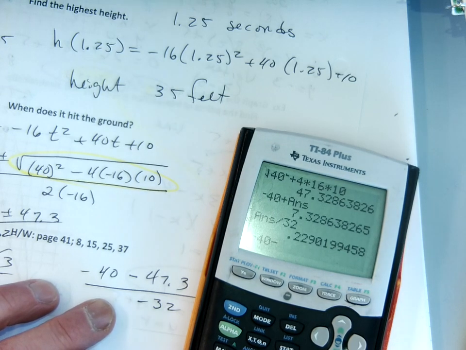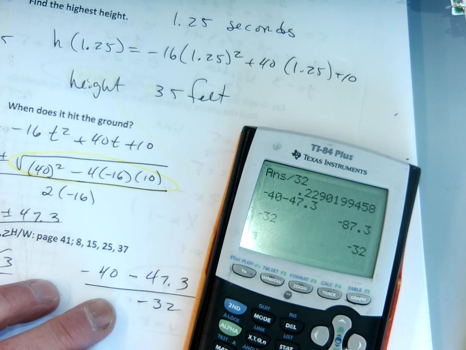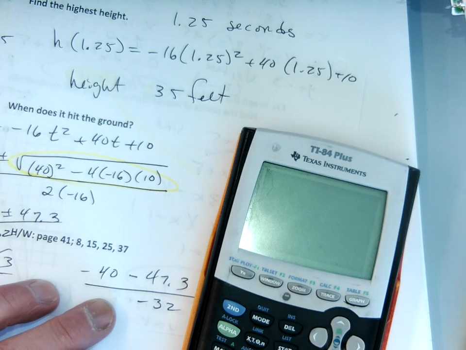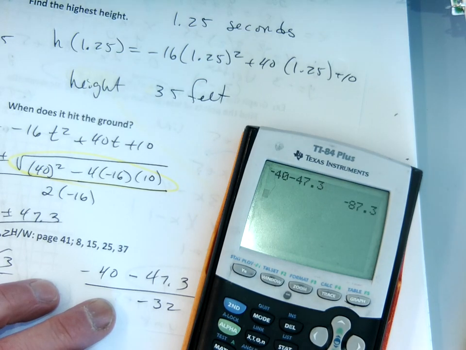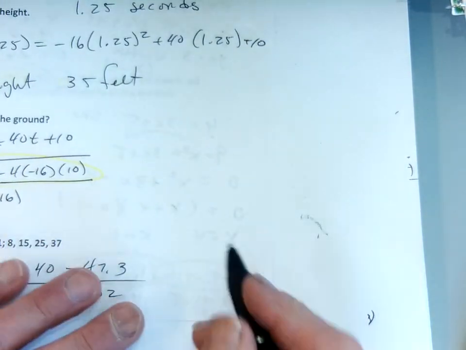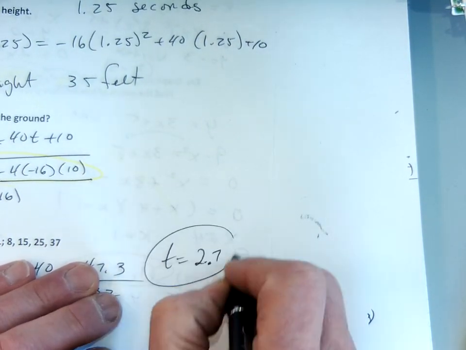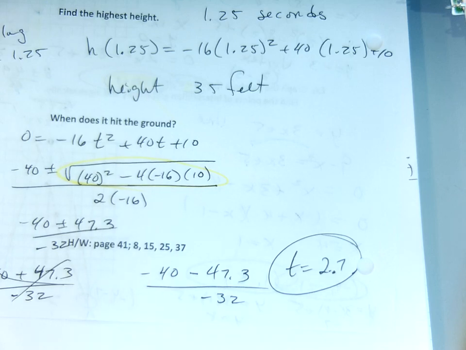Minus 47.3 divided by negative 32. There we go. Let's do it again. Negative 40 minus 47.3. Enter. Divided by negative 32. Enter. There we go. 2.7. Wow, that was brutal. Technology, huh? It's supposed to help you. Didn't help me at all, did it? Kicked my butt. Okay, so homework's on there.